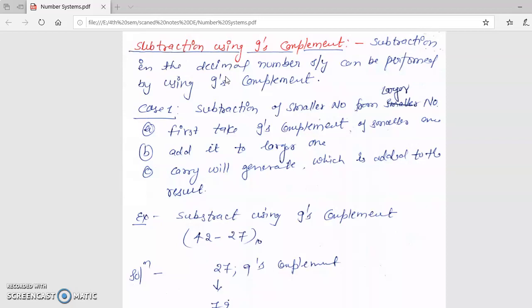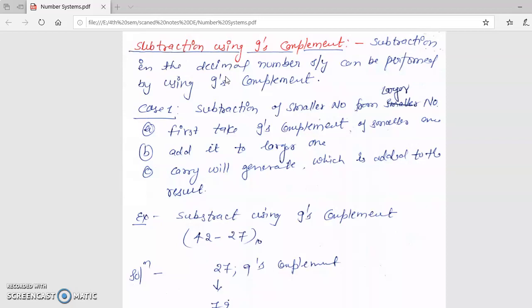Subtraction in the decimal number system can be performed by using 9's complement. Subtraction using the 9's complements for the decimal number system, that is radix as 10. Here case 1 and case 2. Case 1, subtraction of a smaller number from the larger number. This is the normal number. We always subtract a smaller number from the larger one.